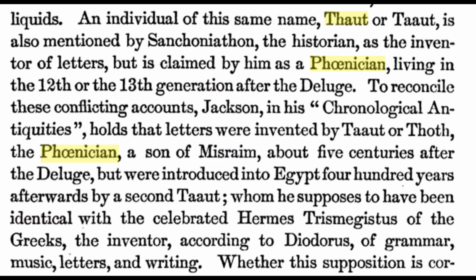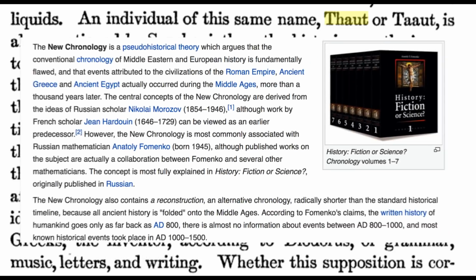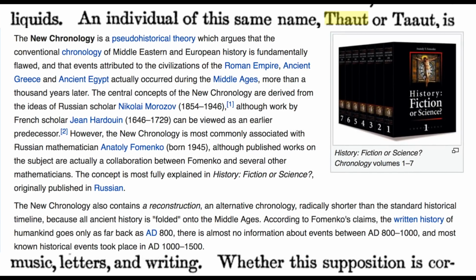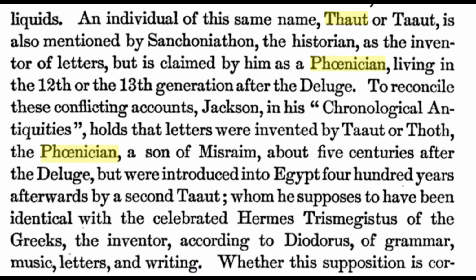Okay, so let's continue. It says an individual of this same name, Thoth, is also mentioned by Sanchuniathon, the historian, as the inventor of letters, but it is claimed by him as Phoenician, living in the 12th and 13th generation after the deluge. And this might be likely because we know our chronology is messed up. Just study the findings of Anatoly Fomenko. I think that's the name of it. New chronology. Just Google new chronology.